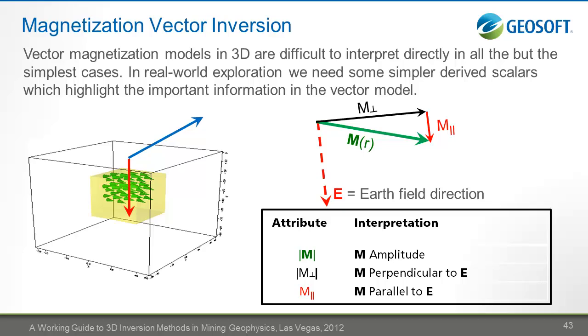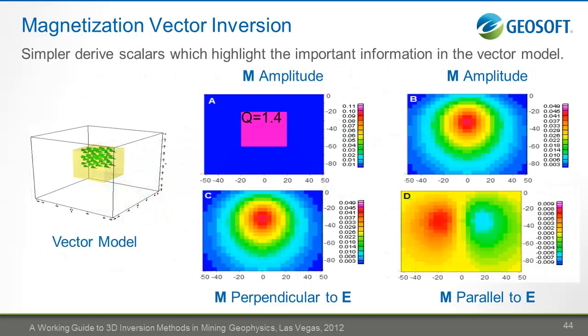So now I'm going to come back here. This is the vector model that I'd recovered. I'm going to slice through that model, as I'd mentioned before, and I'm going to compare the derived quantities that I've just talked about: the amplitude of magnetization, the perpendicular component of the magnetization, and the parallel component to the Earth's field.